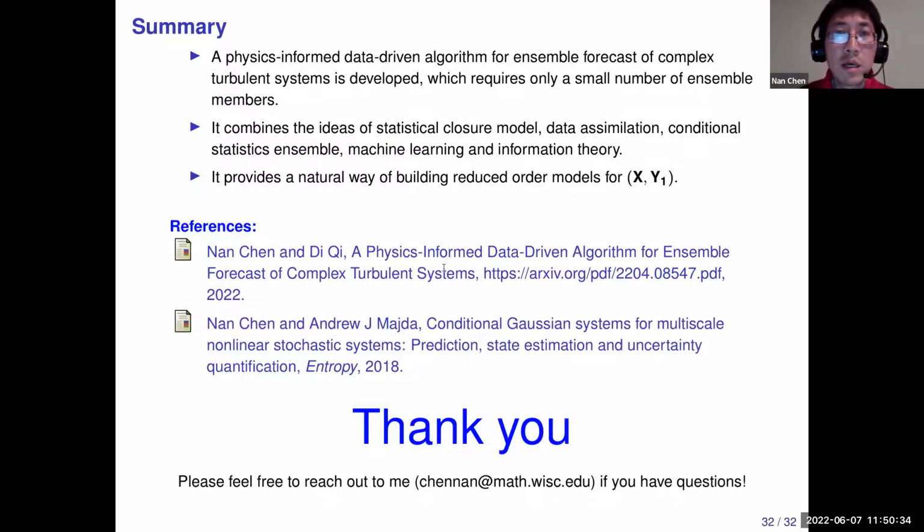Finally, for the summary, here we propose a physics-informed data-driven algorithm for ensemble forecasts of complex turbulent systems, and we only require a small number of ensemble members. The method combines the ideas of statistical closure model, data assimilation, conditional statistical ensembles, machine learning, and information theory. So in addition to forecasting the entire PDF, this method also provides us a natural way of building a statistical response model, especially for X and Y work.